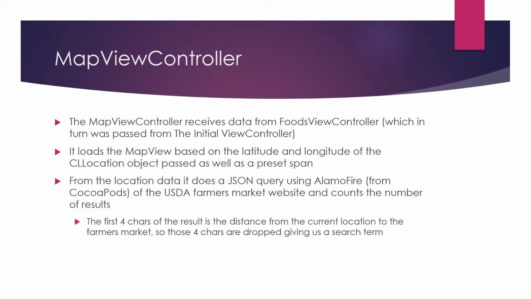Now, with the JSON object that we get back, for each element that is a farmers market, the first 4 characters of that result is the distance from the current location to the farmers market. So we go through and we drop those first 4 characters. That then gives us a search term.